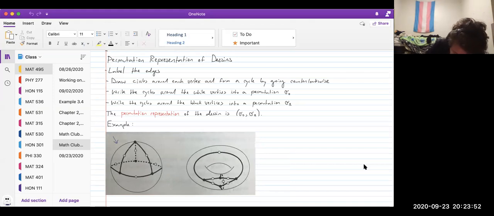1, 2, 3, 4, 5, 6, 7, 8, 9, 10, 11, and 12. I did not miss any edges, did I? Does that look like what it is?